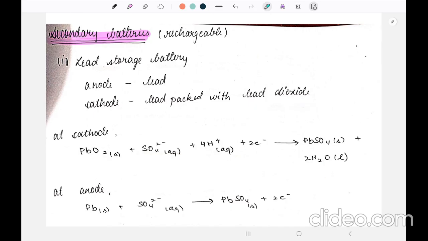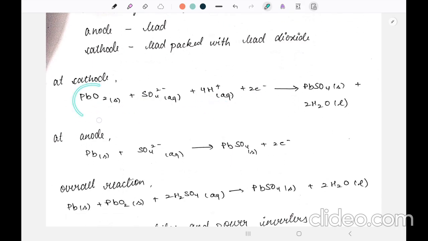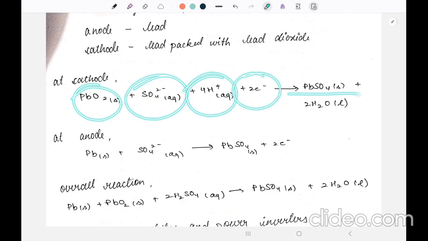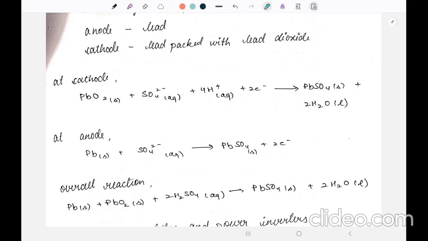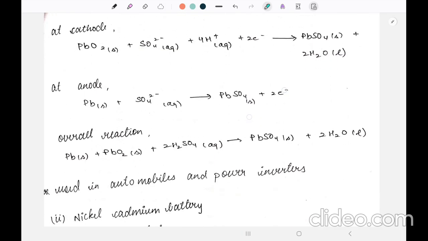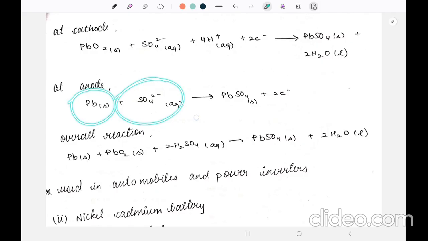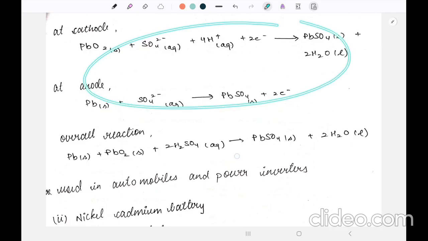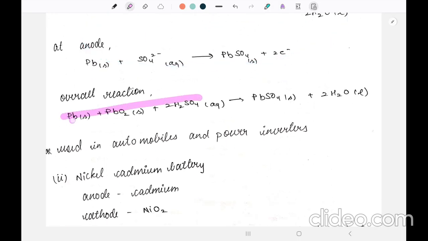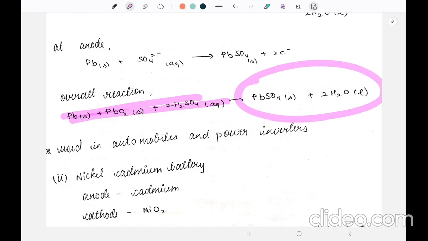When the battery is in use, then the cell reactions are at cathode. We have PbO2 plus SO4 2 negative plus 4H plus plus 2 electrons will give rise to PbSO4 plus 2H2O. At anode, we have Pb plus SO4 2 negative will give rise to PbSO4 plus 2 electrons. So by adding these two reactions, we get the overall reaction to be Pb plus PbO2 plus 2H2SO4 to give rise to 2PbSO4 plus 2H2O.